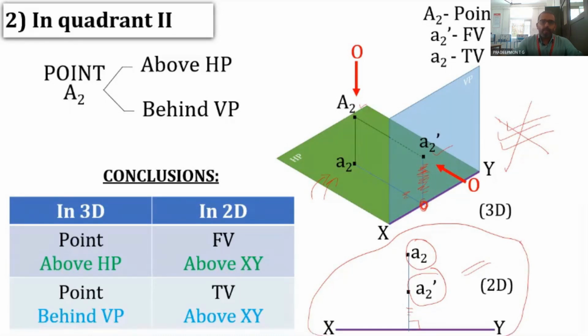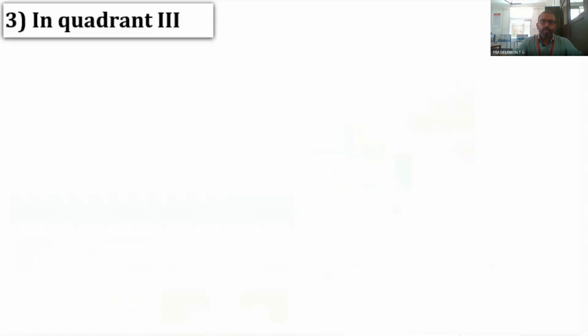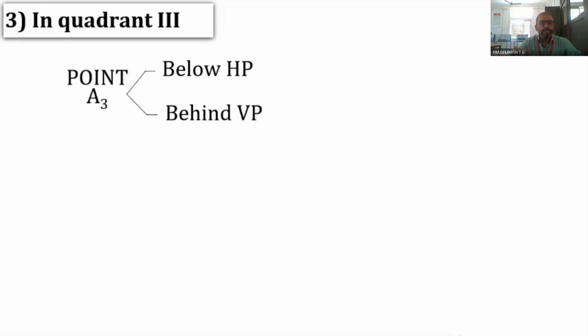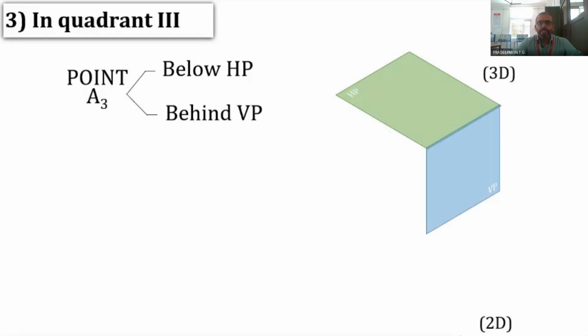Now, if we move on to the 3rd quadrant, I hope all of you understood the concepts, so I won't be elaborating the things. In the 3rd quadrant, the point A3 is below the HP and behind the VP. So in 3D, we have the HP and VP, here is the XY line, and in 2D, this is the XY line, and the point A3 is here.